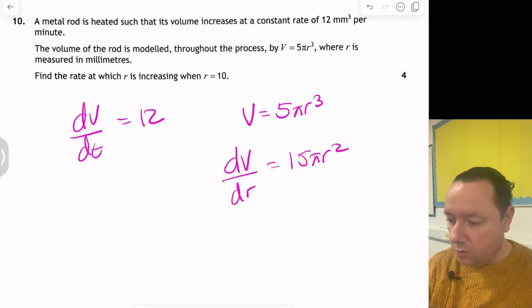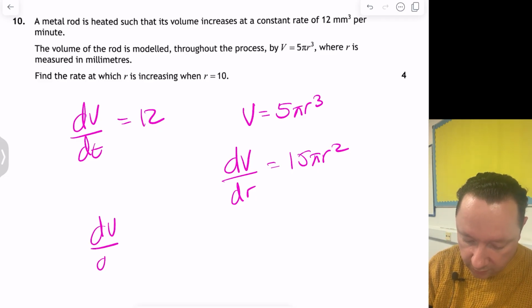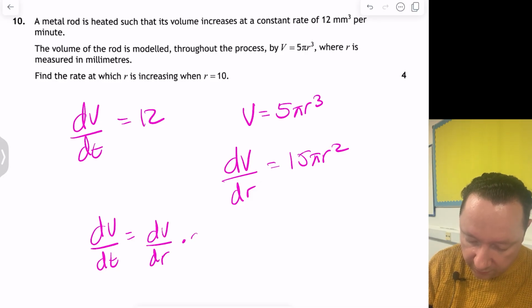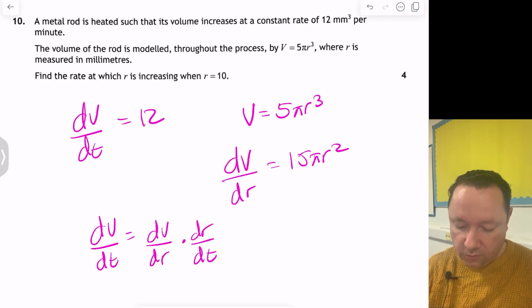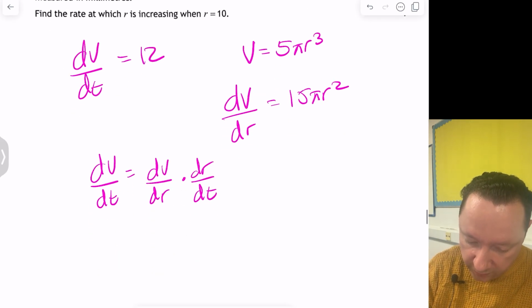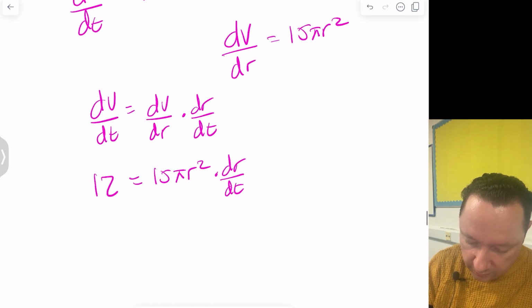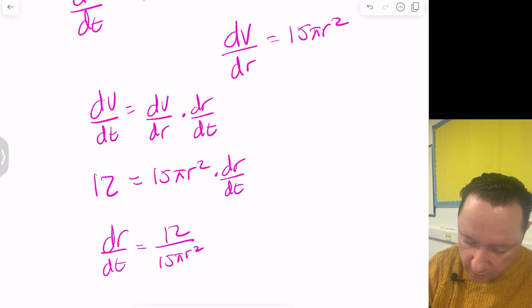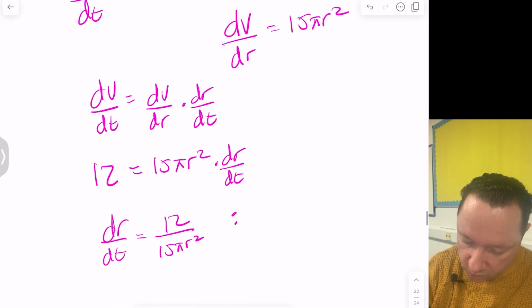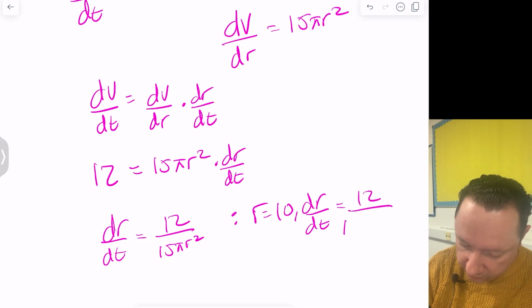And then using the rules, dv by dt equals 12, but dv by dt is dv by dr times, there we are, dr by dt. So we can rearrange for dr by dt in a moment, but dv by dt is 12. That equals 15 pi r squared times dr by dt. In other words, dr by dt is 12 over 15 pi r squared. So we have to do that at r equals 10. So when r equals 10, dr by dt is 12 over 15 pi times 10 squared.